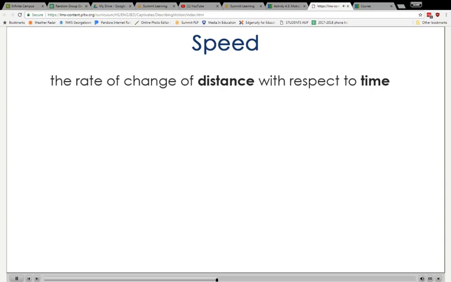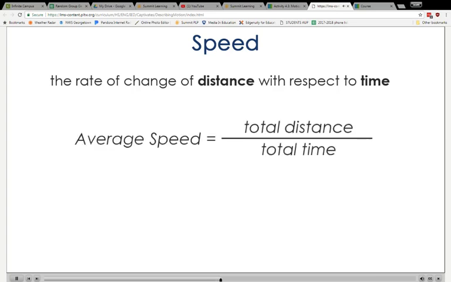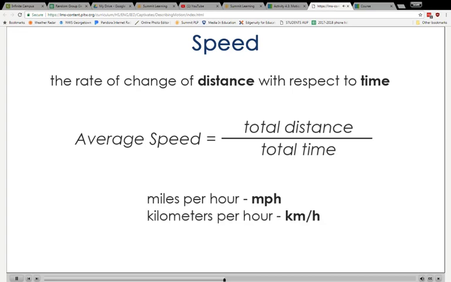If you know how far an object has traveled in a given amount of time, you can calculate speed by dividing the total distance by the total time it took to move that distance. Common units for speed are miles per hour, kilometers per hour, and feet per second.